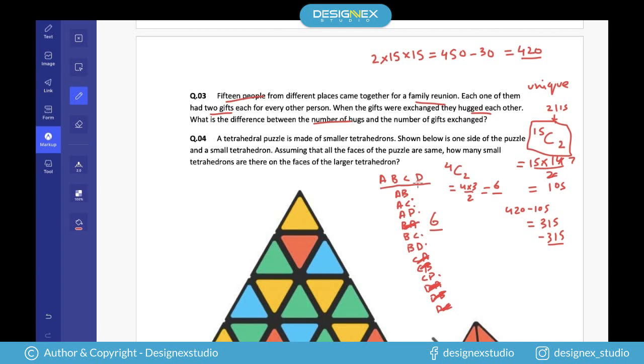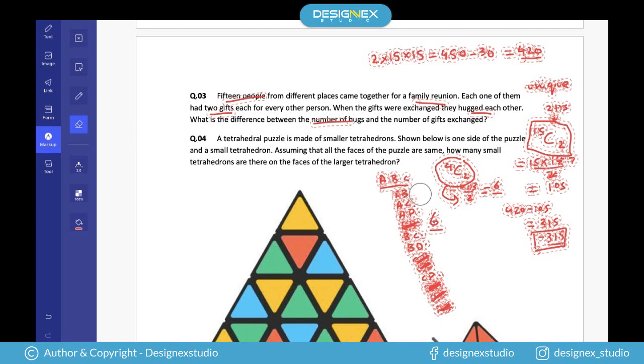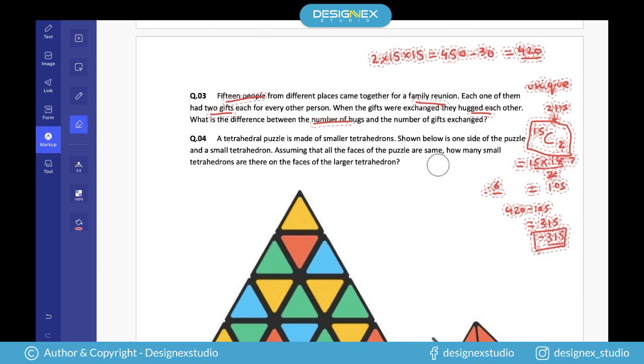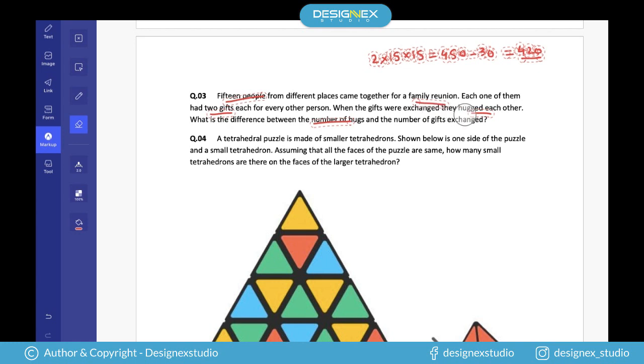So either you can do this combination or you can readily get the answer from here. The answer was 315 for this. I'll just rub this part to make way for the next. Any number of unique outcomes you have to calculate, you can calculate by this nC2. If three outcomes were happening, you can count 15C3. So this is the easy way out.